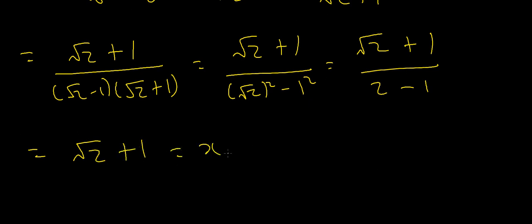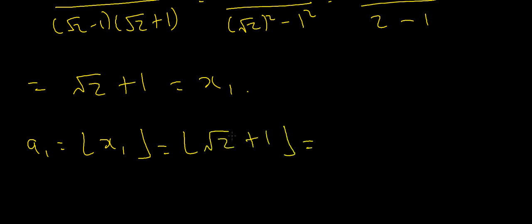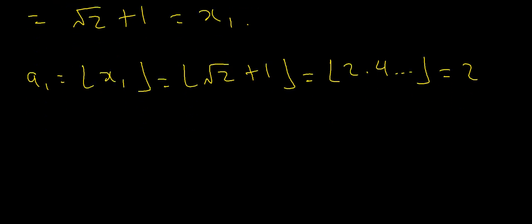And that's my value of x1. Okay, so that's going to help me find a1. Now I know that a1 is just the floor of x1, and that's the floor of this number, root 2 plus 1. And root 2 is about 1.4, so root 2 plus 1 is about 2.4. So I need to find the floor of 2.4 followed by some decimal places which aren't important. And the floor of 2.4 is just 2, because 2 is the largest integer which is less than 2.4. Okay, so that gives me a1.